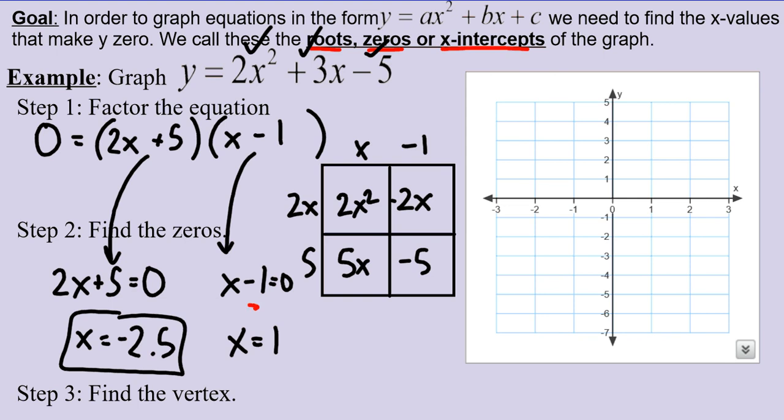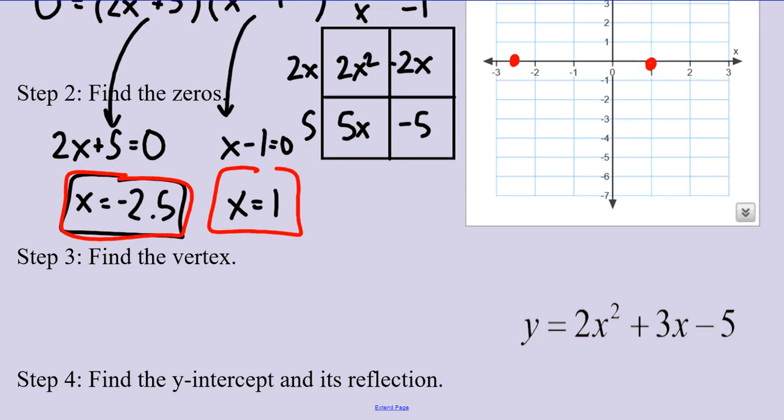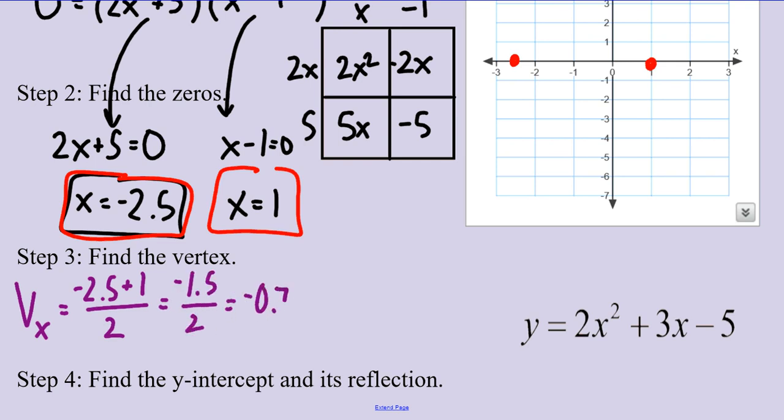So my two x-intercepts are going to be at 1 and negative 2.5. Those are also called roots, also called the zeros of the function. So 1 and negative 2.5 are my x-intercepts. The vertex is halfway in between. This one, I don't think you can just look at and see. You're going to need to solve for it. Halfway between, you add the two x-intercepts together, divide by 2. It's the average. That's negative 1.5 divided by 2. Hey, it's negative 0.75 again.